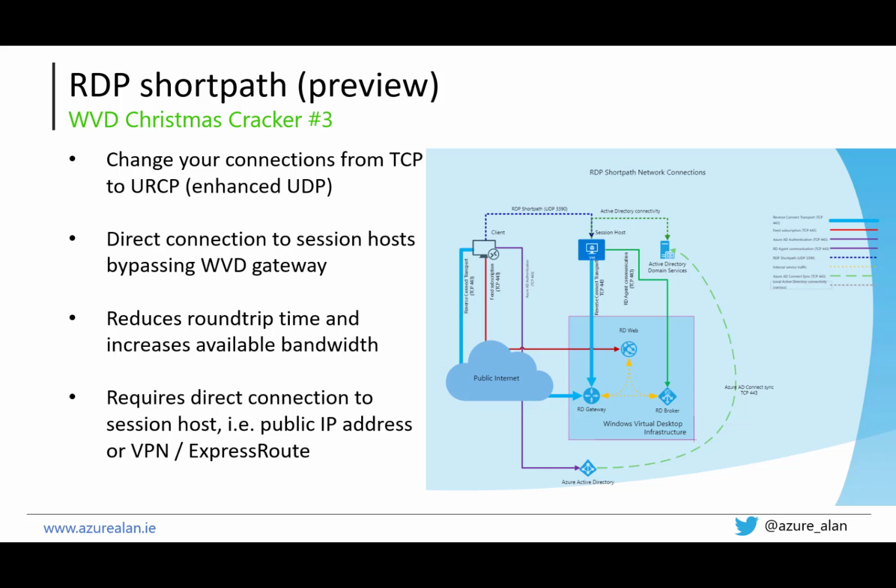One thing to note here is that this requires a direct connection to your session host. Because you're not going through that Windows Virtual Desktop Gateway, you would need a means to connect directly to your session host. So that's either a public IP address or a VPN or ExpressRoute. I strongly advise not using the public IP address on your session hosts. Even with NSGs in place, that's really not a very secure option. So you're going to want to use a VPN or an ExpressRoute if you're going to use this method.